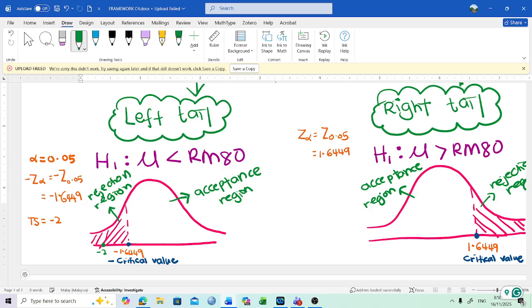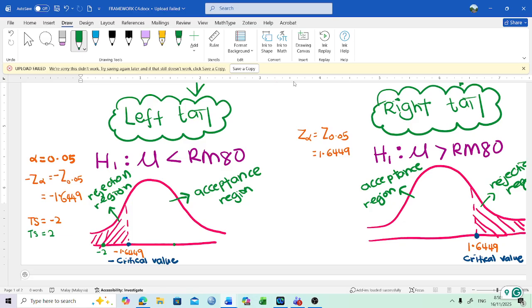We can see here that the value falls in the shaded region, which is the rejection region. So if the value falls in this region, your decision is to reject the null hypothesis. But if, let's say, you calculate and get TS equal to positive 2, positive 2 is here. So it falls under the acceptance region, then your decision is to fail to reject the null hypothesis.